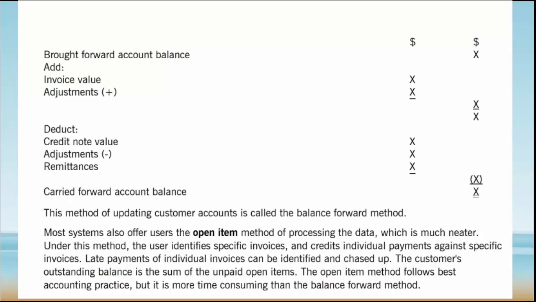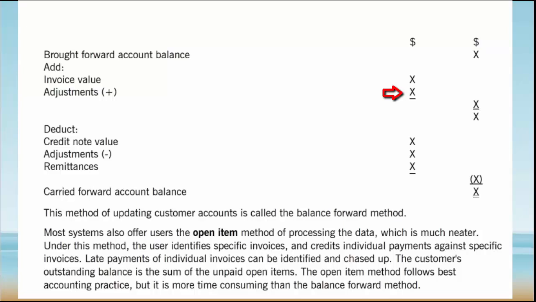If the customer makes new purchases on credit, invoice values are added to the account. Sometimes there are positive adjustments, such as adding delivery charges or applying interest for late payments. These additions increase the amount the customer owes.